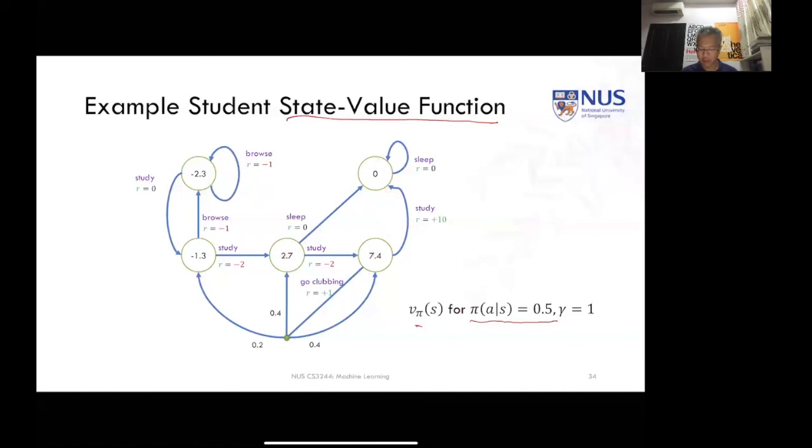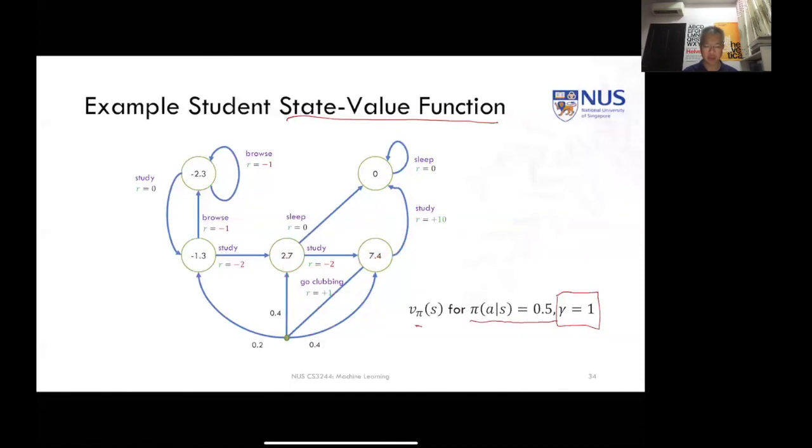And we're going to also use a discount factor of 1. What does this mean? This means we're going to allow the rewards to cascade for all of the timestamps without penalty. And you can see what's going on here. If we're in this state here, we have the expected value of the state value function of 7.4, because obviously I can study and pass the course with a reward of 10, but I also might go clubbing, receive a +1, but I might probably end up in a state where I'm going to have to incur some negative costs to make it back here.